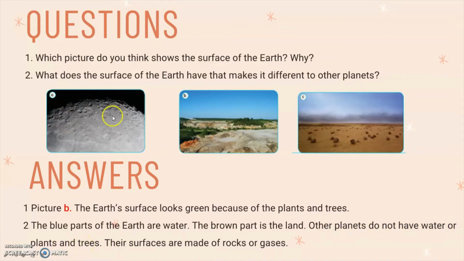Like this. This is the moon, yeah? And then the desert. The surface is made of rocks or gases. Rocks and gases. So, the surface of the Earth is B. Good job. You can answer in your book, yeah?